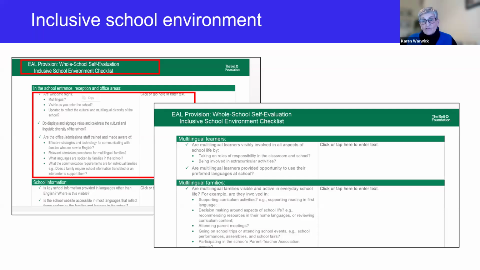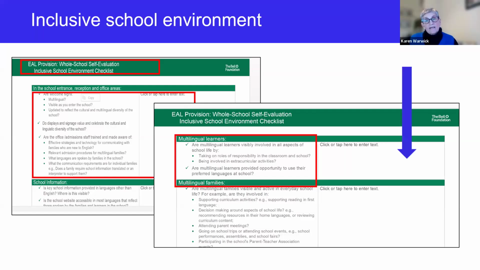The questions allow this review to go beyond the physical environment, to explore the people who make up the school, the learners and their families. So, for example, there's a category for multilingual learners, and the questions underneath help to guide you in how multilingual learners or their families are involved. And there's a box at the side, a space for you to add your own comments, digitally or pen and paper, whichever you prefer.